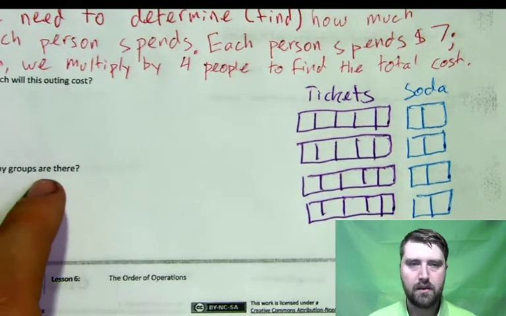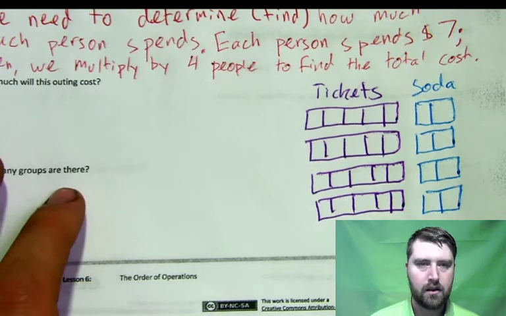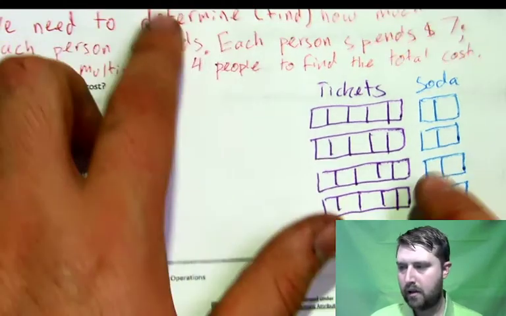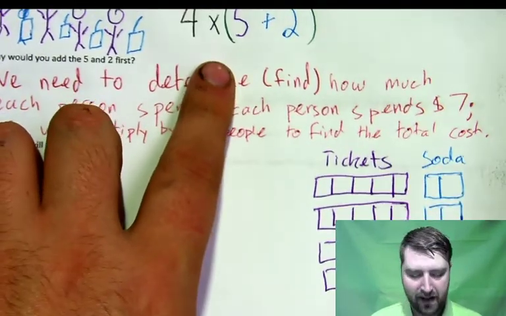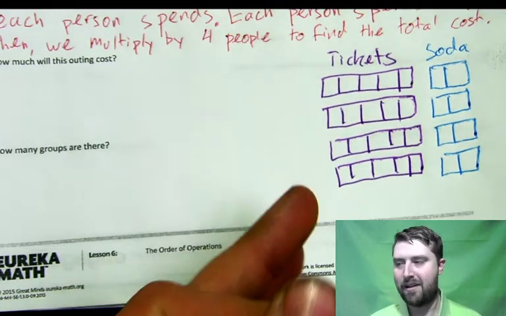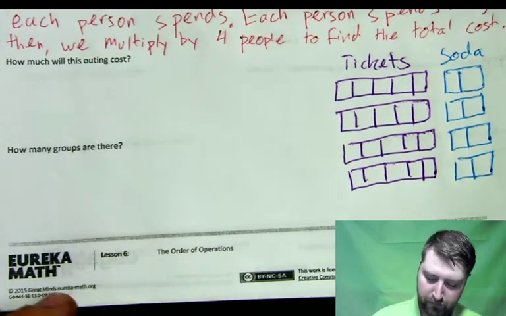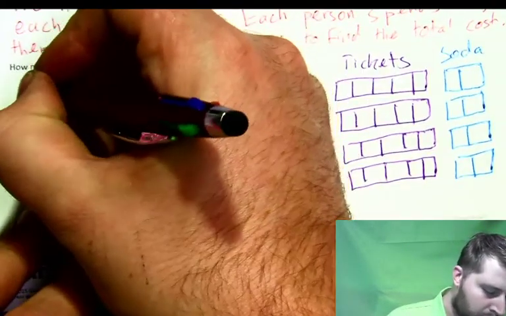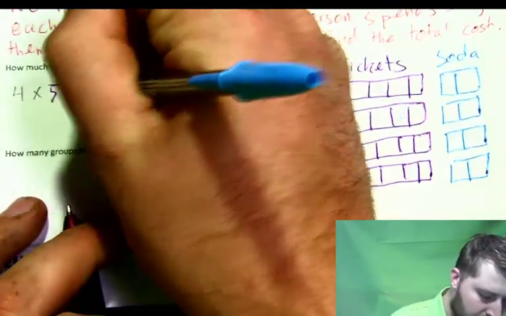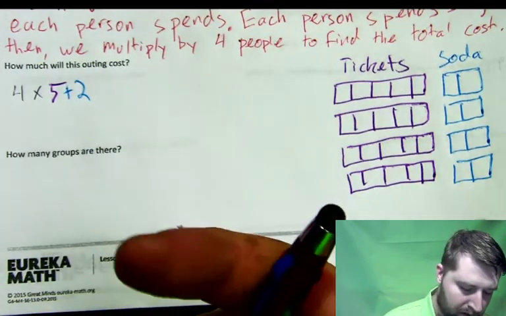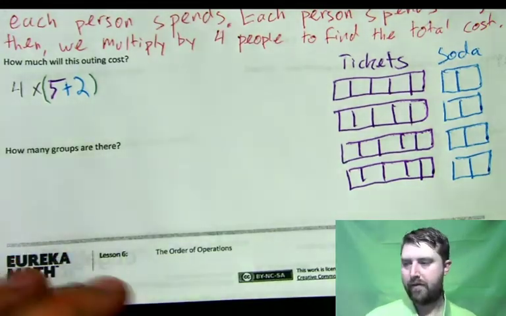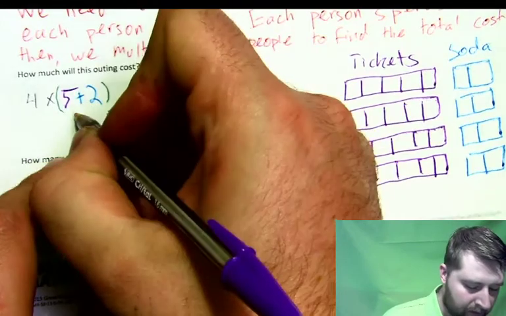So we want to solve this here. How much does this group outing cost? We're going to take our 4 times (5 plus 2), where the 5 plus 2 is in parentheses. We'll write that down here. I know we already know the answer. We already counted our boxes, but we're going to solve this like we didn't. So we've got to solve our 5 plus 2 first. And 5 plus 2 is 7.